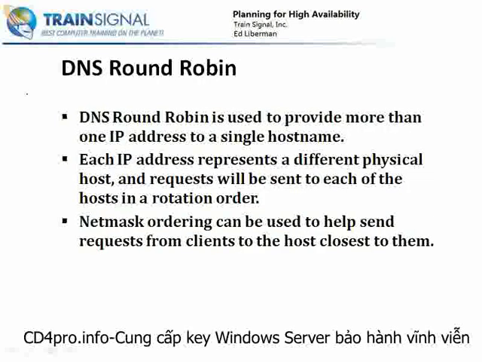Now let's take a look at some of the ways that we provide this high availability. The first one I have listed here is something called DNS round robin. DNS round robin is used to provide more than one IP address to a single host name. Each one of those IP addresses represents a different physical host, or a different physical computer, or we could say physical server. Then the requests from the clients will be sent to each of those hosts or servers in a rotation type order. So what that basically means is that a request that comes in, matter of fact, I'll tell you what, let me show you a drawing of this.